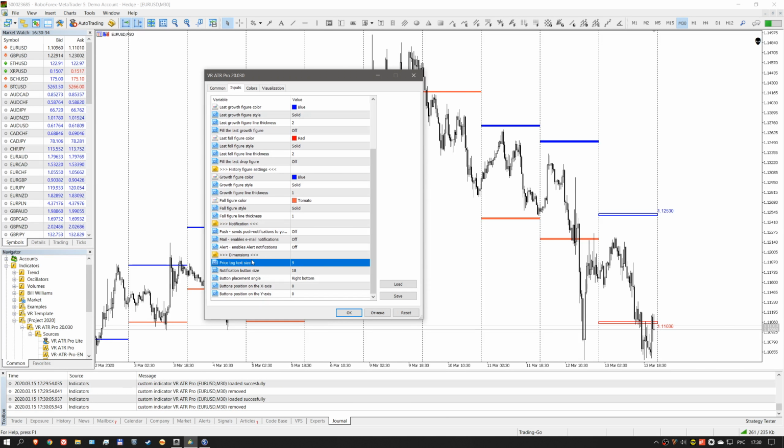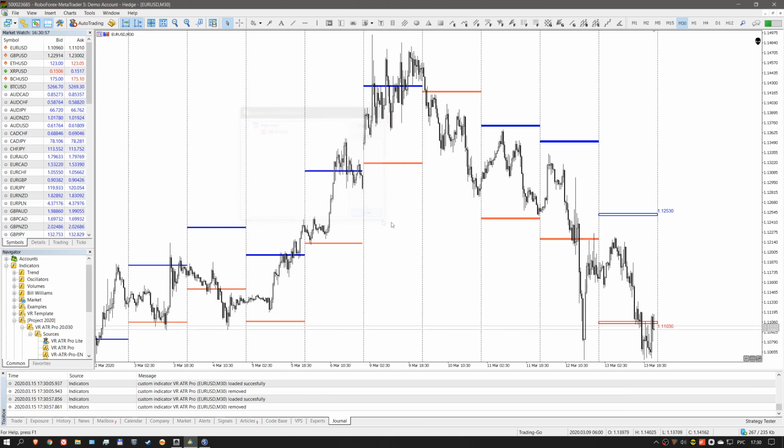Next, the last block of settings is responsible for the location of message buttons. The indicator allows you to place the message buttons wherever it is convenient for you. The indicator is very flexible in this regard. A little bit to the left, a little bit to the right, do anything you want. These buttons allow you to enable or disable alerts in the terminal and notifications on your email and smartphone for a specific period.